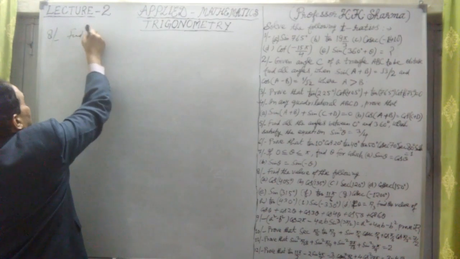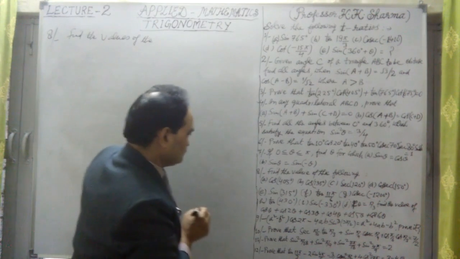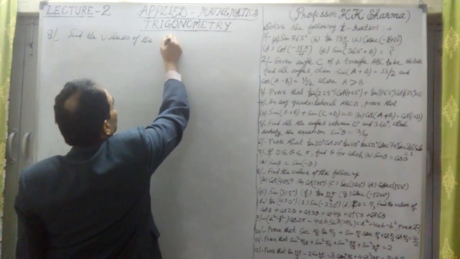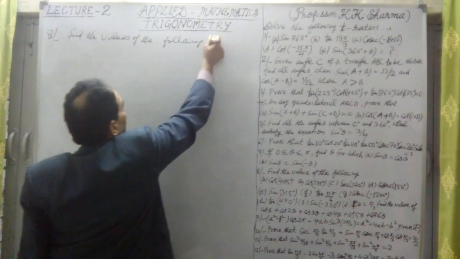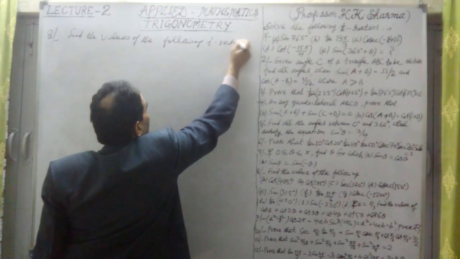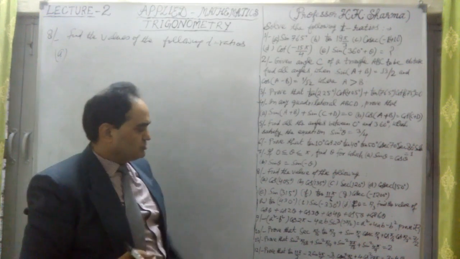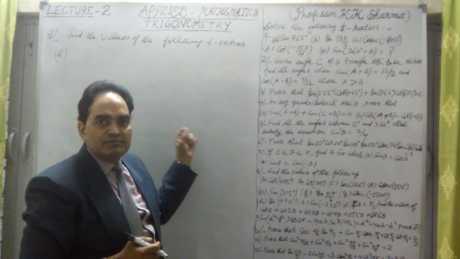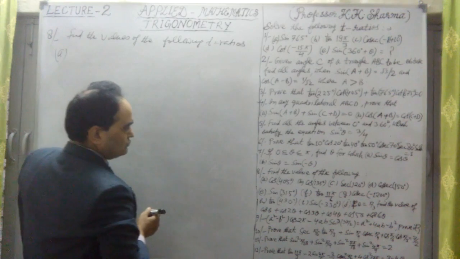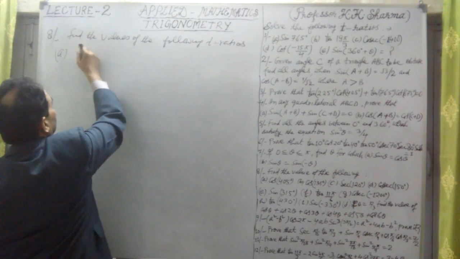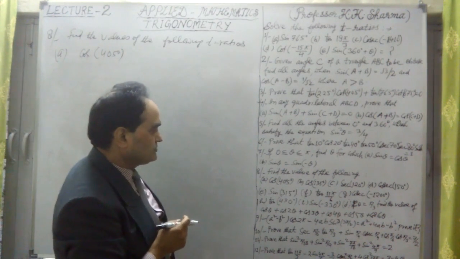Find the values of the following trigonometric ratios. Let me take the first part. Since there are many parts, I write every part here and after that I'll solve it. First part says cos 405 degrees. What is the value of this?